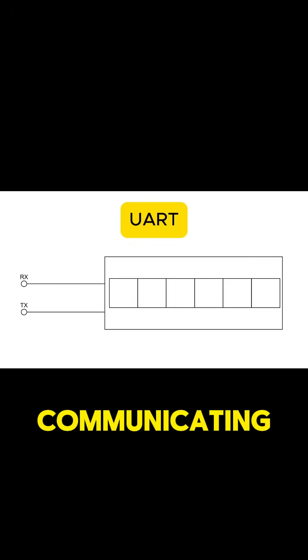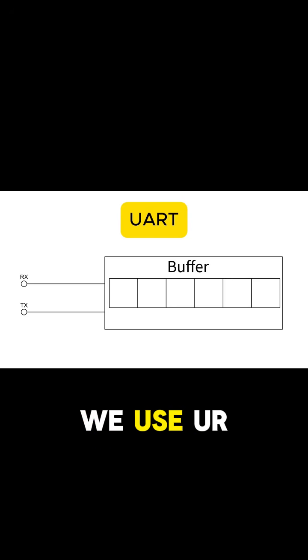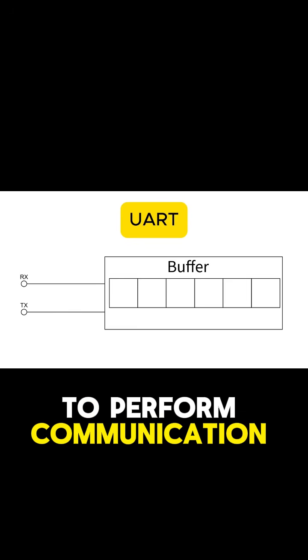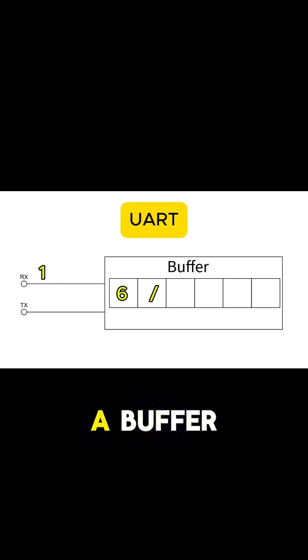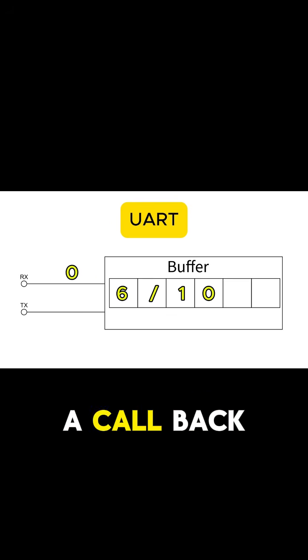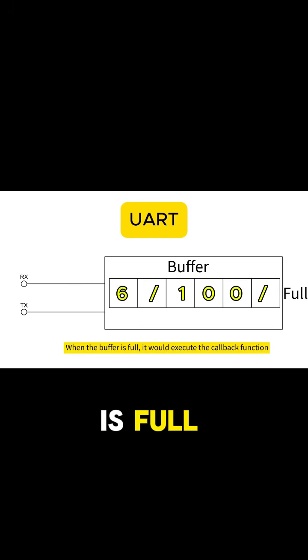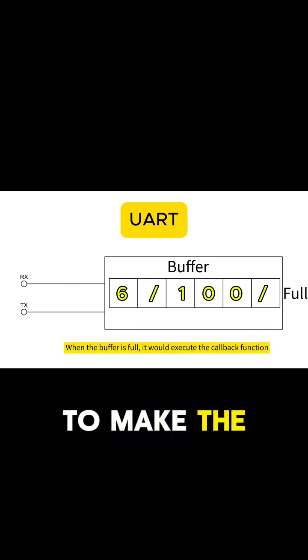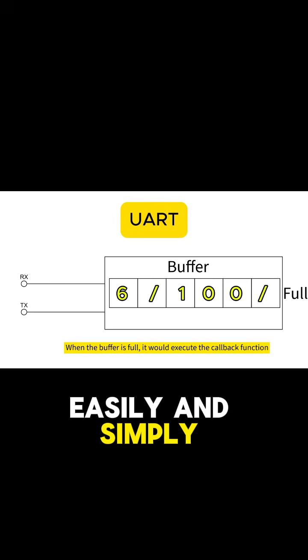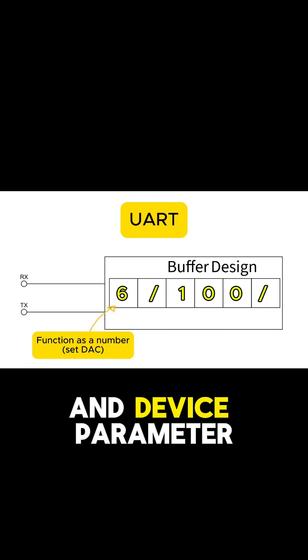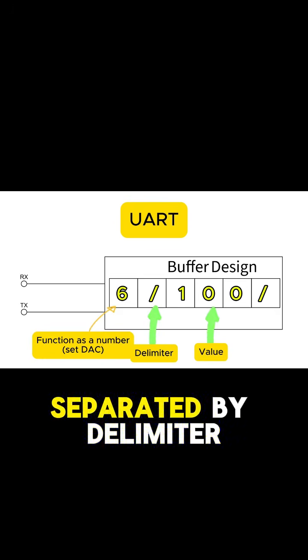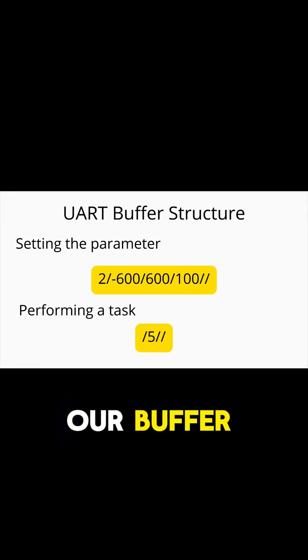Moving on to communicating with our devices. We use UART-driven interrupt to perform communication. When a character arrives, it would be stored in a buffer, which then would execute a callback function when the buffer is full. To make the device parse our command easily and simply, we design the buffer by assigning a number for a function and device parameters separated by delimiters. This is the structure of our buffer.